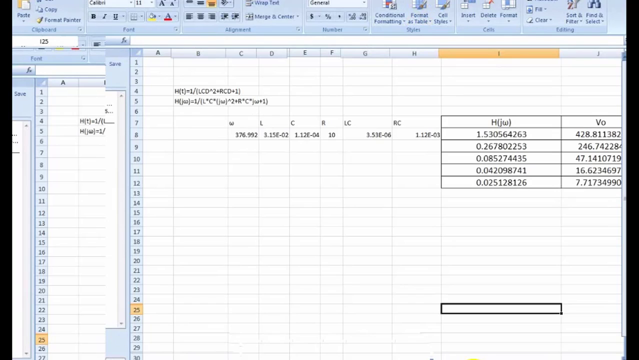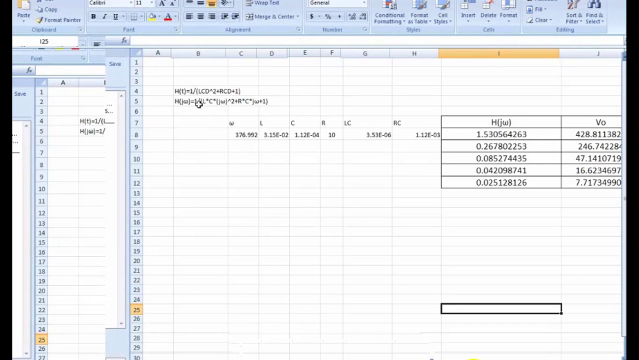Yes, sir. Okay. So in this case, 1 minus LC omega square is the real part, and j omega RC is the imaginary part. So they are in rectangular form. We need to convert into polar form. Rectangular to polar form, sir? Yes, rectangular to polar form. Okay, sir.